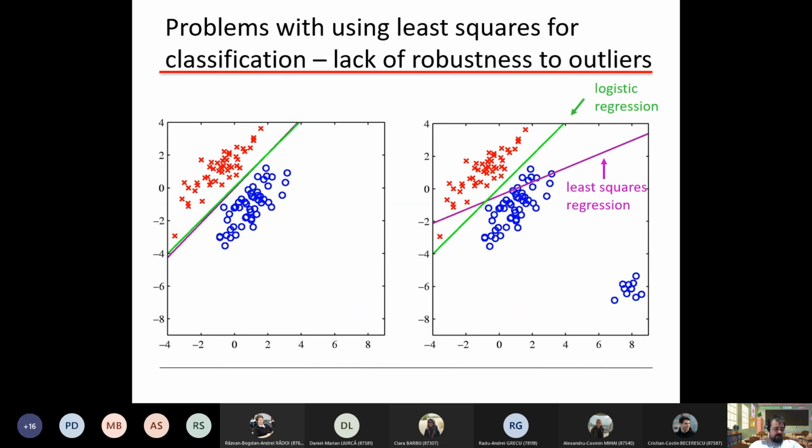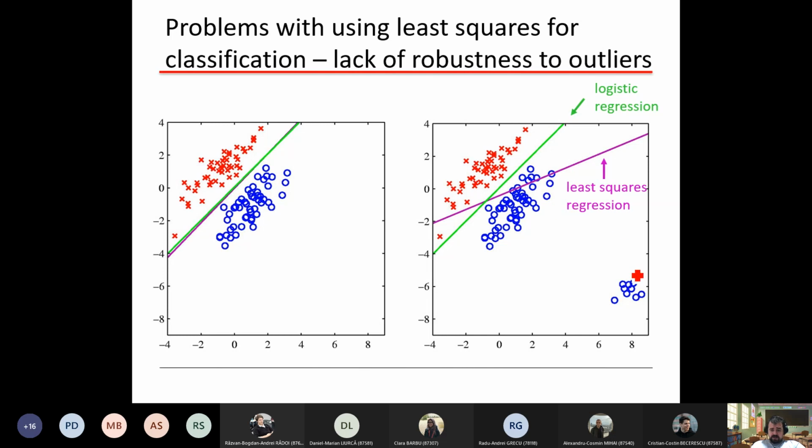However, this method doesn't work well in practice, and I'll give you two reasons. First of all, let's suppose that we have the data set from the left. If the data set is linearly separable, then we have the magenta classifier, which is least squares regression. The other one, the green one, is logistic regression, which we'll talk about in a couple of minutes. We can see that both of them are correct.